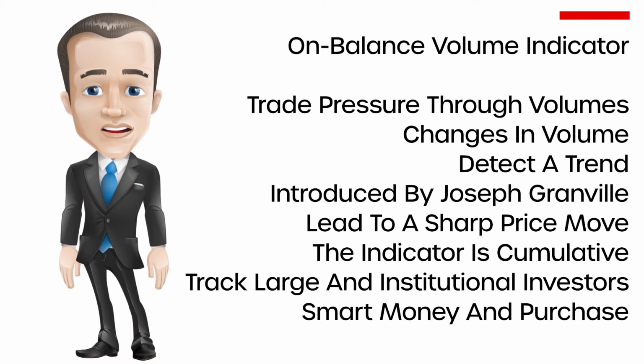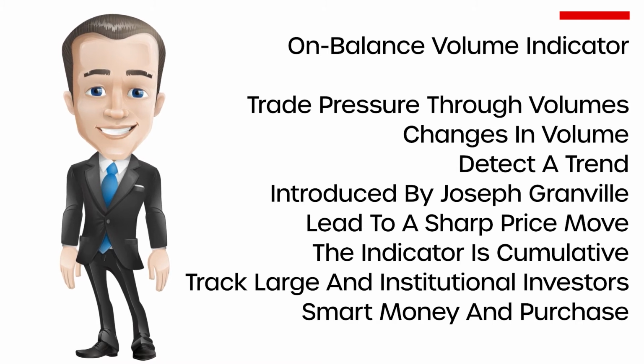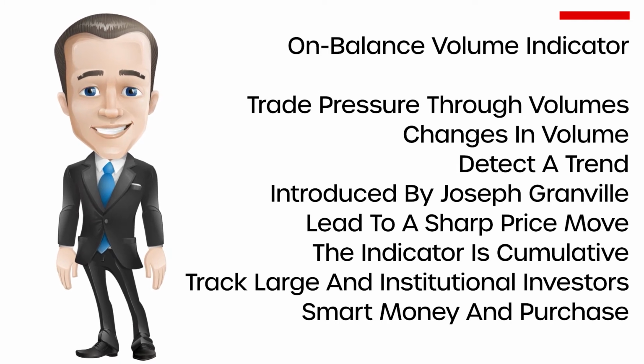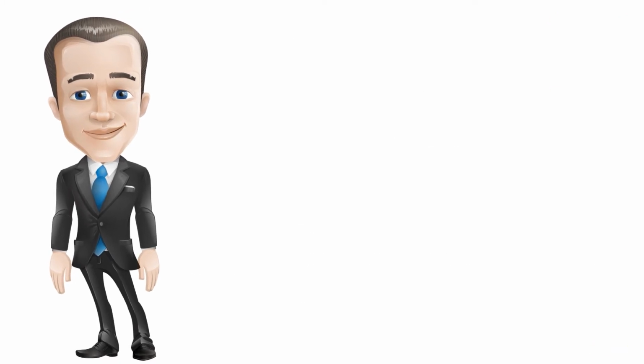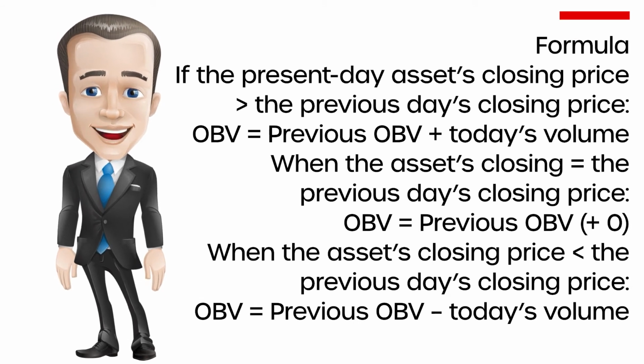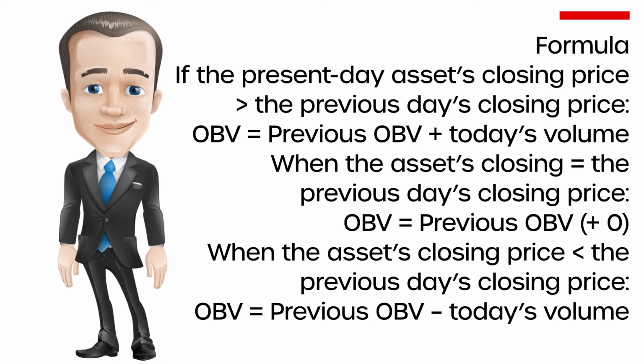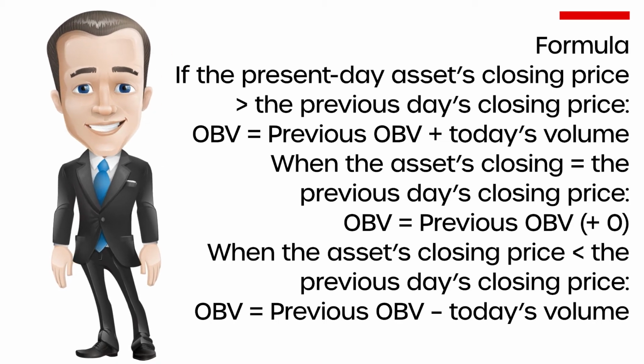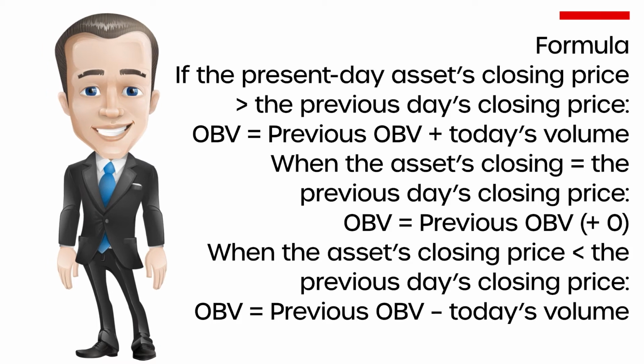The OBV formula is similar to the accumulation distribution line. Both are momentum indicators that predict money movements by studying volume. The formula. You should know the basics of the formula and how the number is calculated, but all charting systems and all software will give you the OBV.